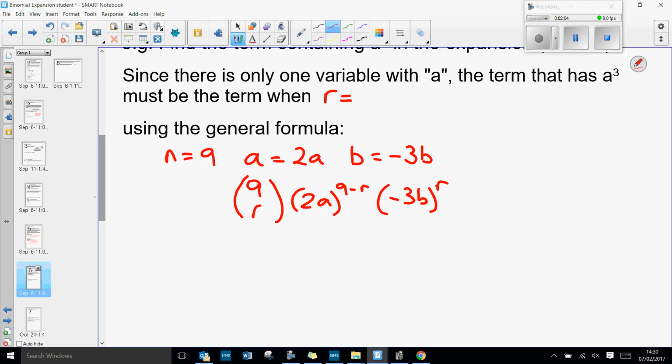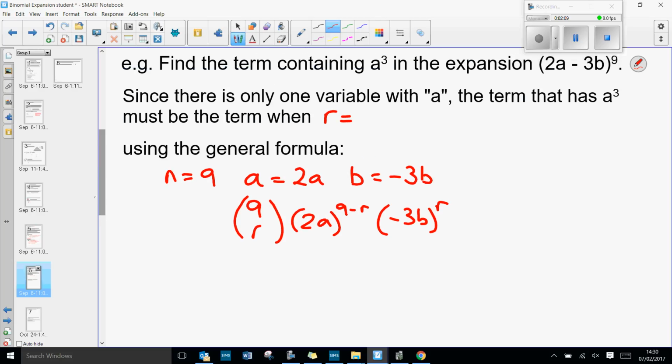So they want to find the term that has a cube in it. Because there's only one variable with an a in it, the only time that there is going to be an a cubed is when r has a value of 6. Do you all see that? Because 9 take away 6 gives us 3. So r has to equal 6.